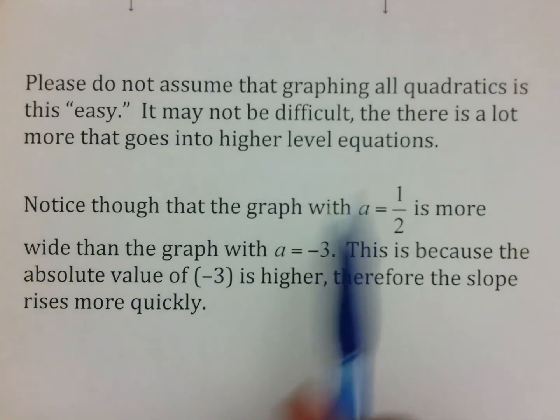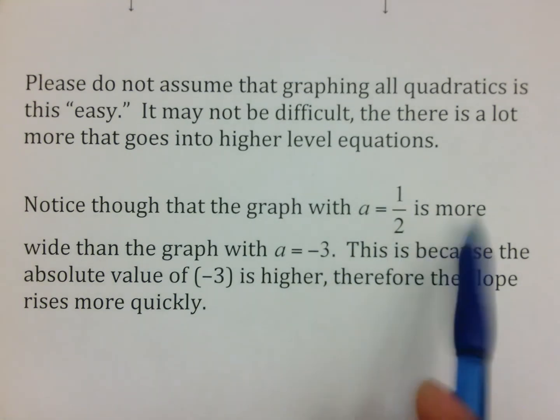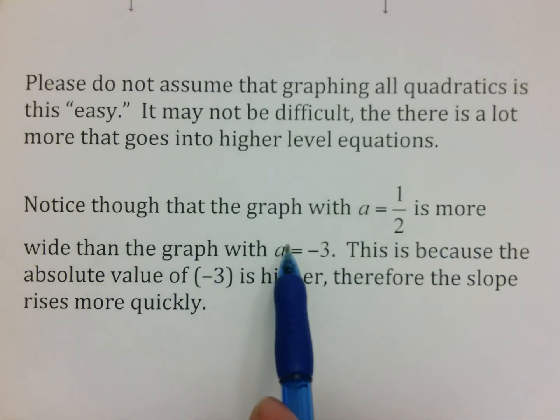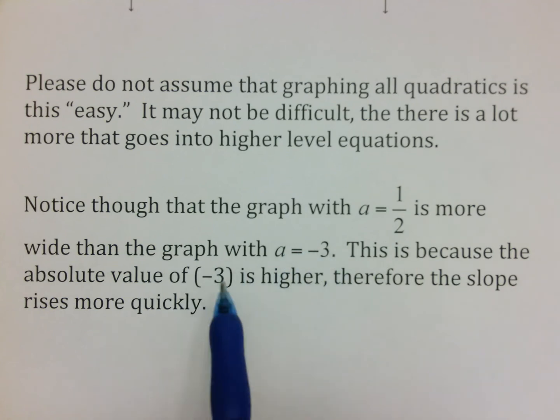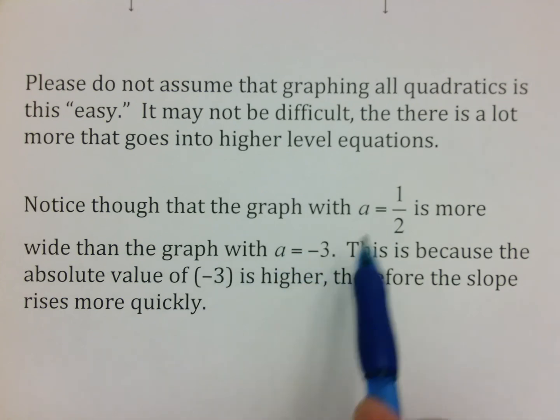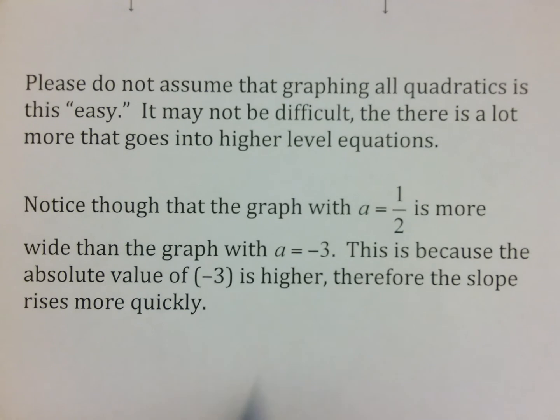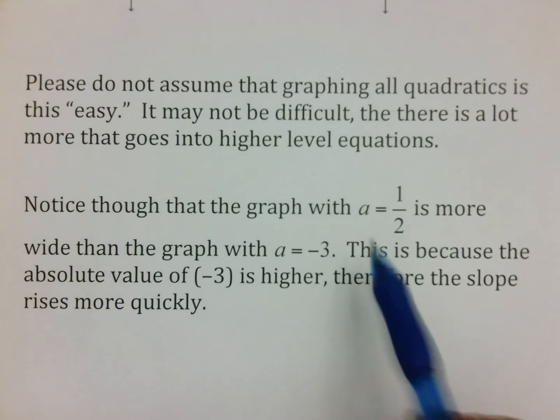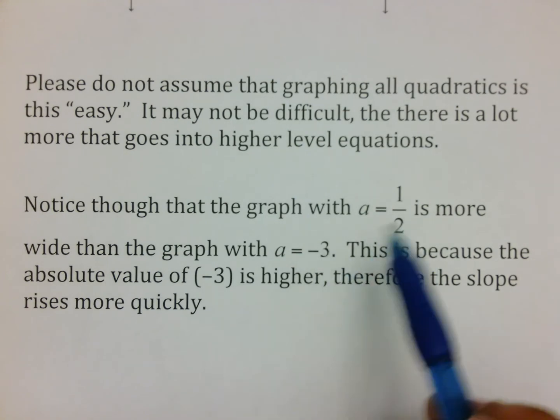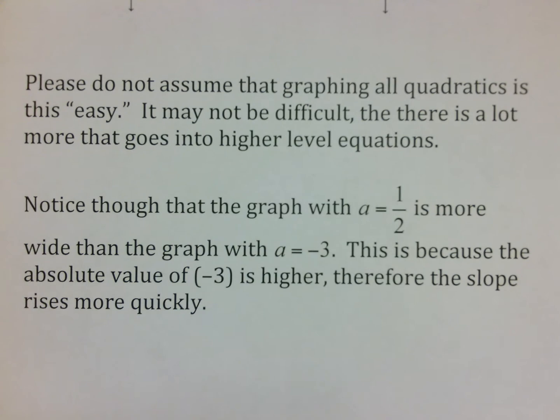Also notice that the graph with a equals 1/2 is more wide than the graph with a equals -3, and again, that's because the absolute value of -3, which is 3, is bigger than the absolute value of 1/2. So if you're talking width of the graph, it's not about the sign, it's not about whether it's up or down, it's which number overall is a bigger number, and 3 is a bigger number than 1/2, which is why 3 would be more narrow.